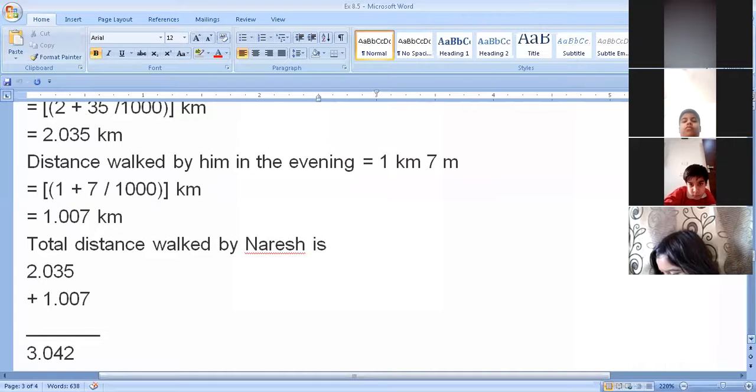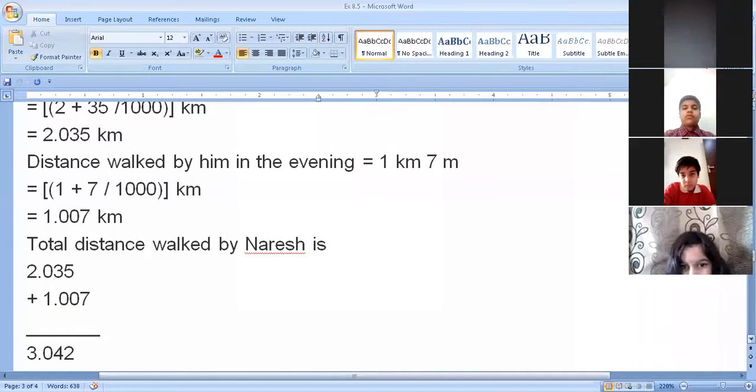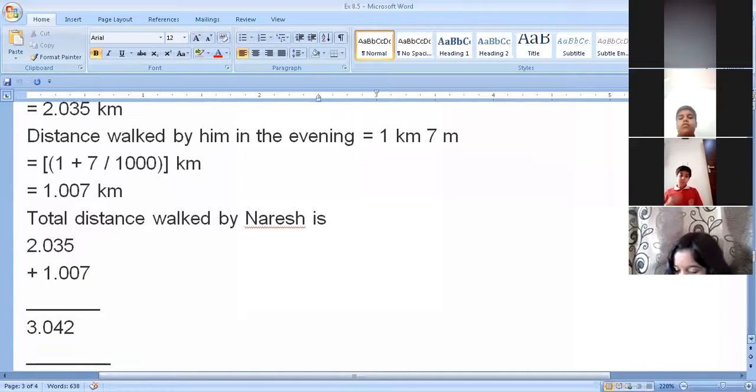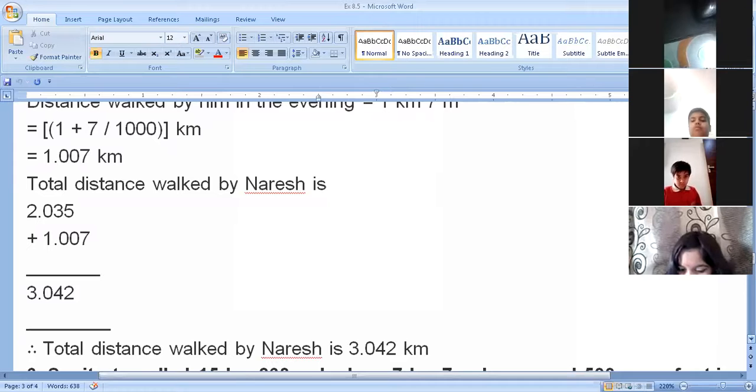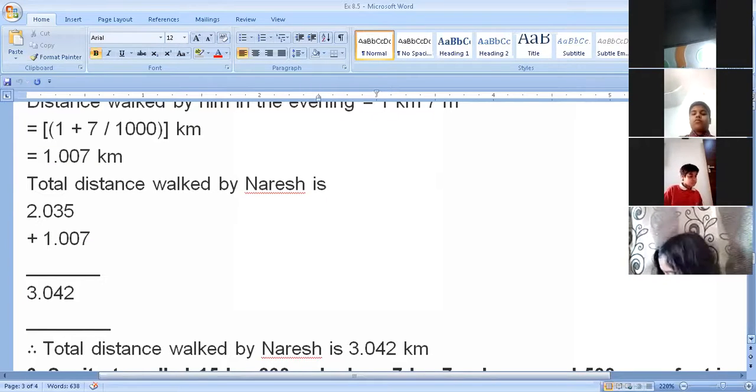Yes, Chehak, your answer is correct. Rayan Azhar Khan, check your answer. So when you're adding these numbers, you will be getting 3.042. Vidima, your answer is correct. Anya, check your answer again. Do the addition again. Yes, so we can say that the total distance walked by Naresh is 3.042. Yes, Adit Goyal, right answer. Absolutely correct.